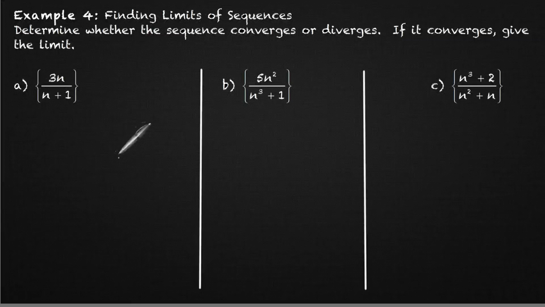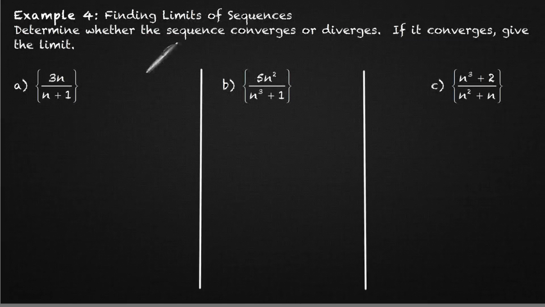All right, we're going to practice what we learned in example 3, and determine whether the sequence converges or diverges. If it converges, give the limit. Once again, what we are asking is, if we were to write out a whole bunch of terms, are the terms headed towards a finite number or towards a really big number? So what we're going to do is take the limit.